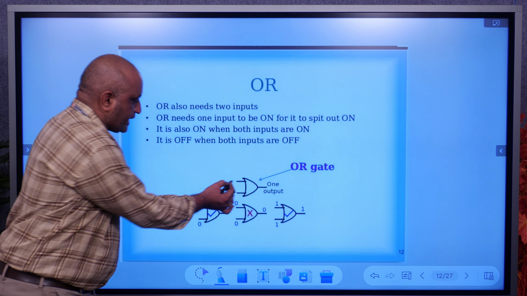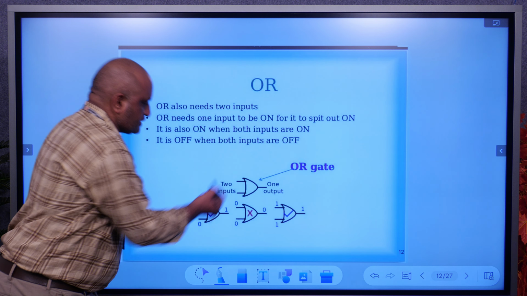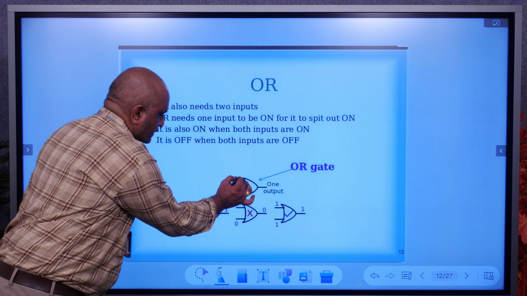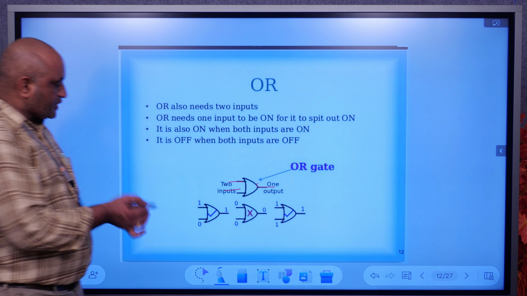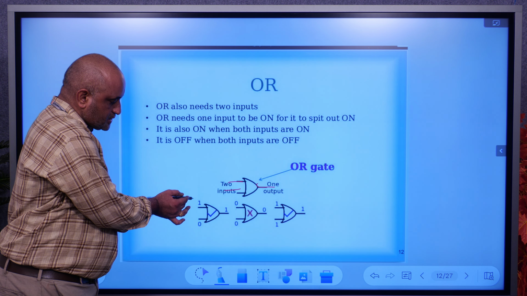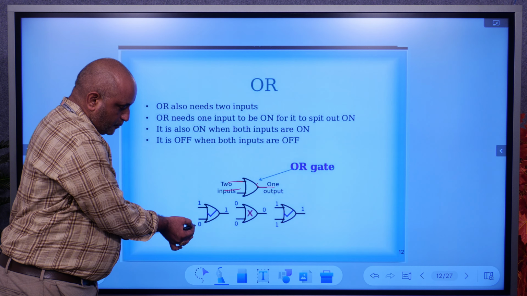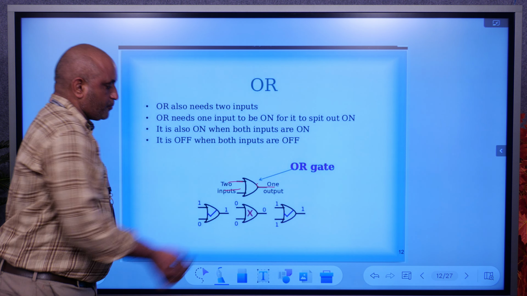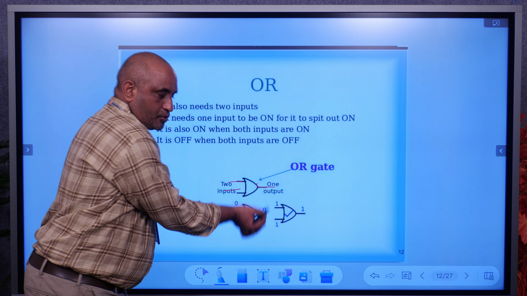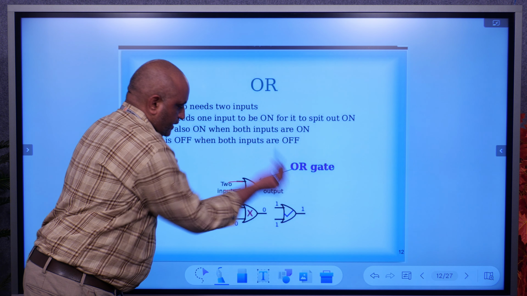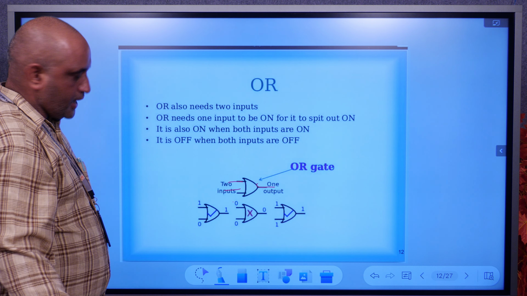Consider the OR gate. This is the symbol of the OR gate. We have two inputs and only one output. Suppose one input is 1 and one input is 0, the output is 1. Suppose both inputs are zeros, 0, 0, we get the output 0. Both inputs are 1, we get 1. This is the OR gate diagram.